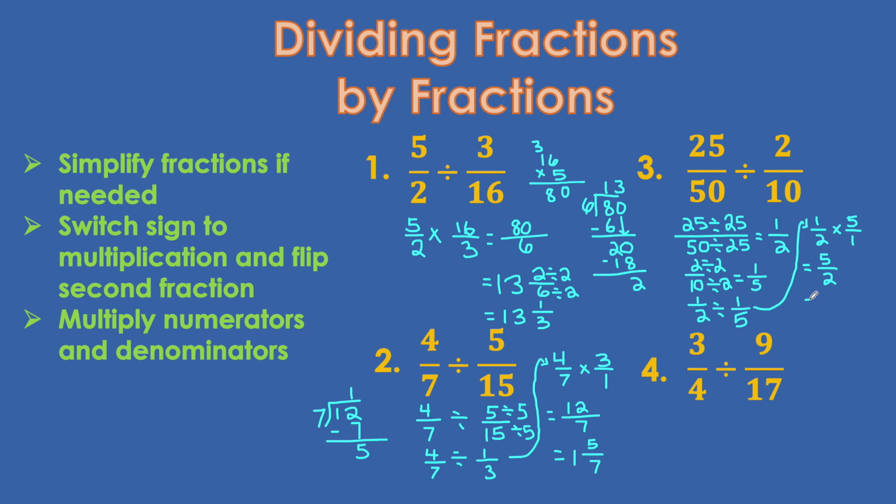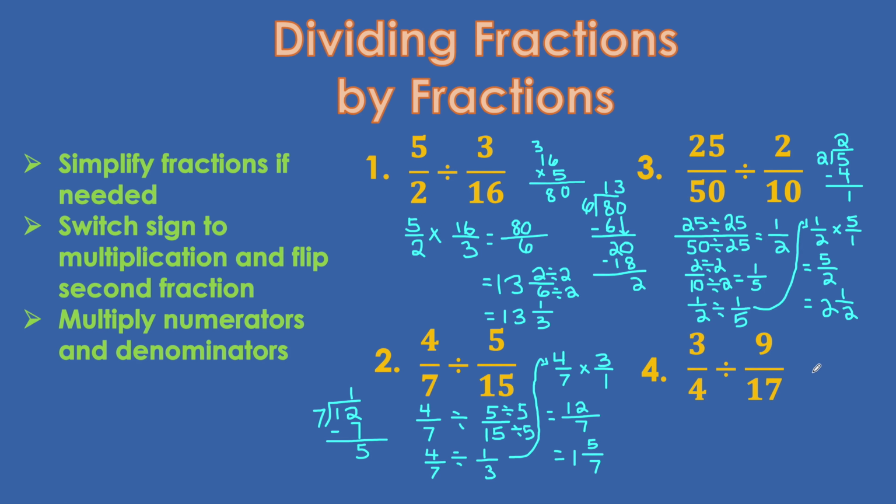Last, change into a mixed number. 5 divided by 2 is 2. Two goes into 5. 2 times 2 is 4. Subtract, and we get remainder of 1. So we have 2 and 1/2. And that's our final answer.